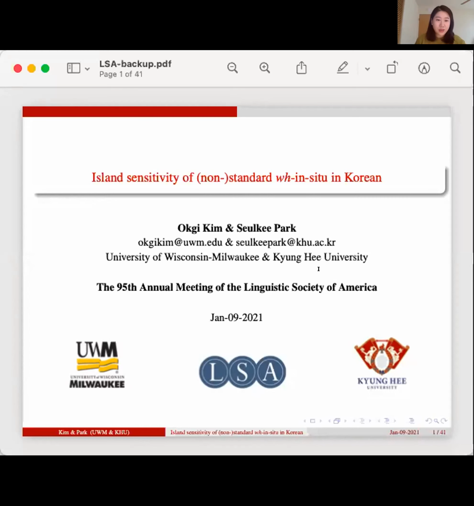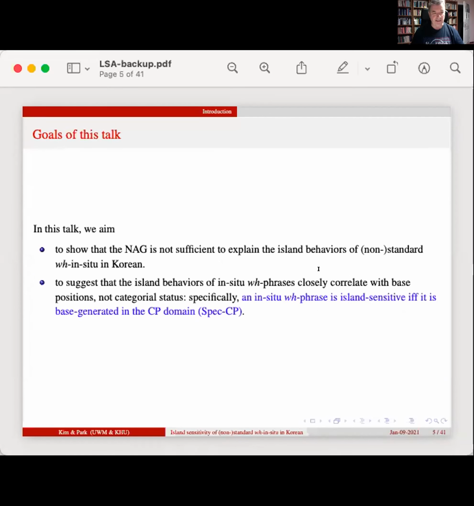Can you move to the slide for other languages, so that people can see it? What is maybe also important, here you can see it, slide 5. Here, the blue one. An in-situ WH phrase is island sensitive only if it is base generated in the CP domain, Spec CP, if and only if. What I didn't quite get is whether Korean has the same property, with in situ WH first merge.